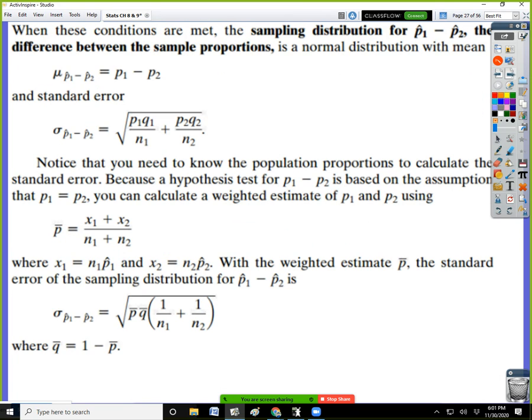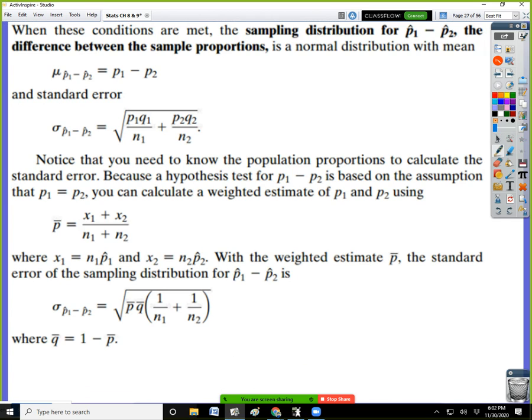So let's do a quick example here. Well, we'll give you the formulas first. You'll notice the formulas look just exactly the same. Okay? Sampling distribution for P1 minus P2, the difference between sample proportions, is a normal distribution. Let me make this smaller again so you guys can see everything. Normal distribution with a mean of P1 minus P2. A standard error is P1 Q1 over N1 plus P2 Q2 over N2.